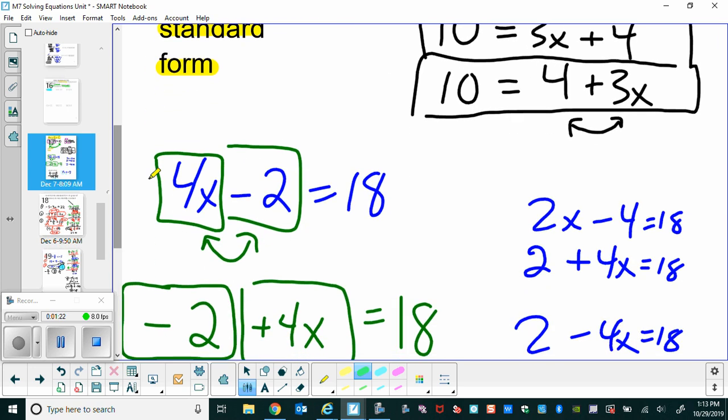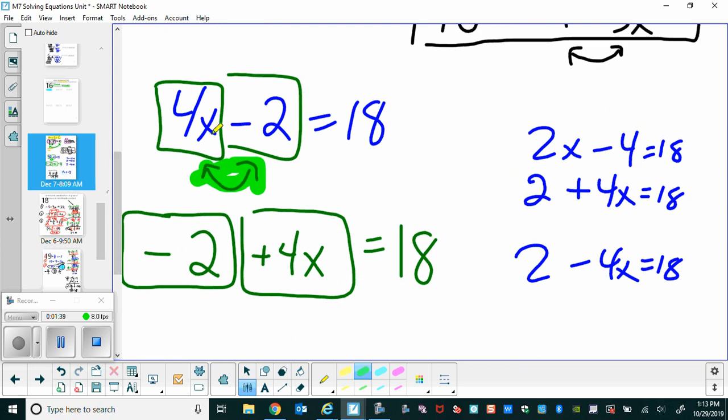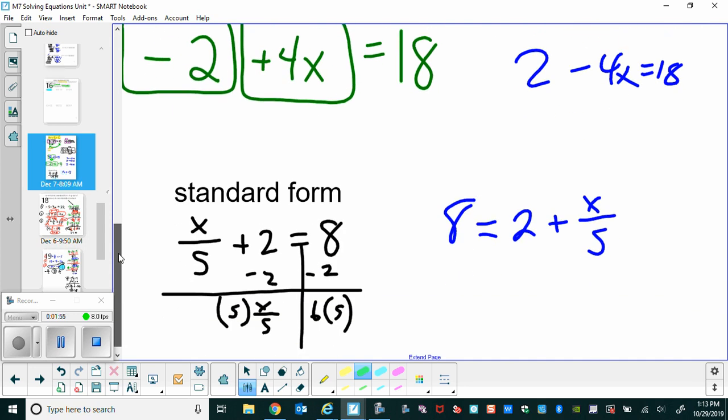Now here's another problem. If you saw 4x minus 2 equals 18, that is in standard form. You have the coefficient with the variable, then your constant, and then equals the total. But if we switched these two terms, the negative 2 would come first, and then we'd have a plus sign with our 4x. So if you saw the equation negative 2 plus 4x, it's the exact same thing as 4x minus 2. All I wanted to do was point out that you can switch the order of the terms, and that is what might make it look like you don't know what to do.